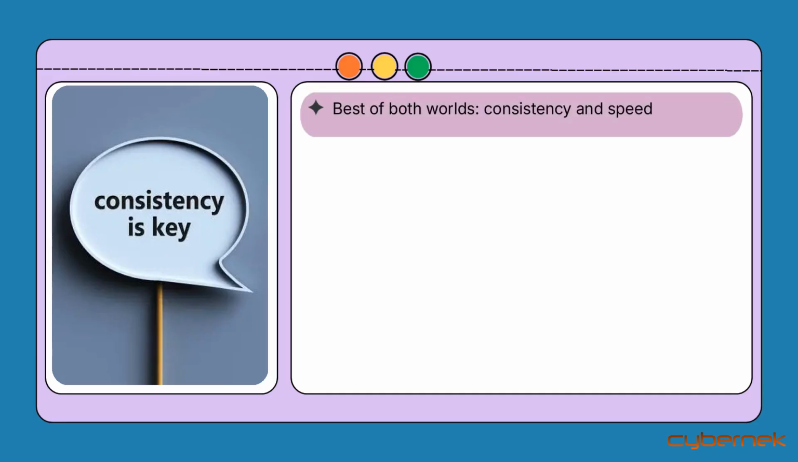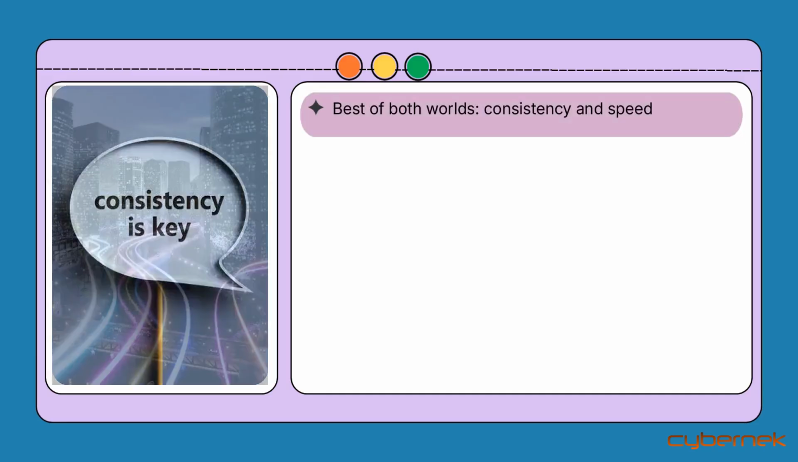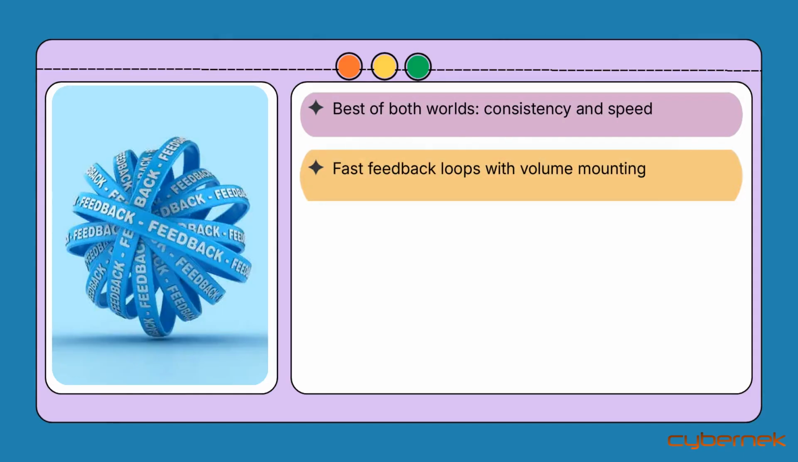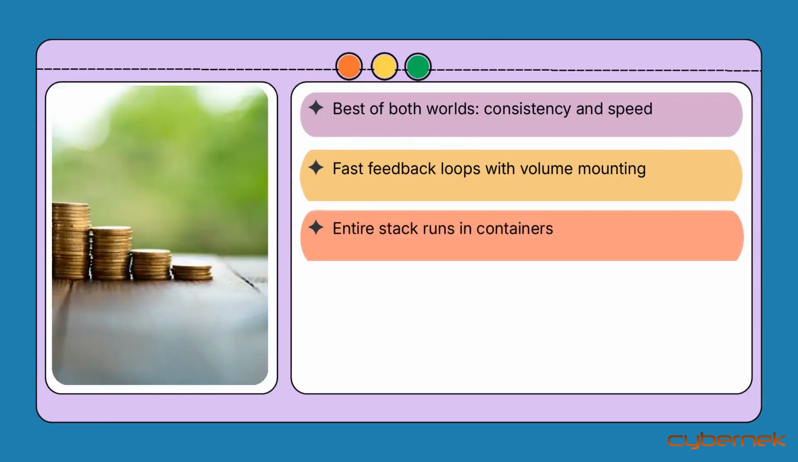This setup gives you the best of both worlds: consistent environments across your team, while maintaining the fast feedback loops you need during development. File changes are reflected immediately thanks to volume mounting, but the entire stack runs in containers.